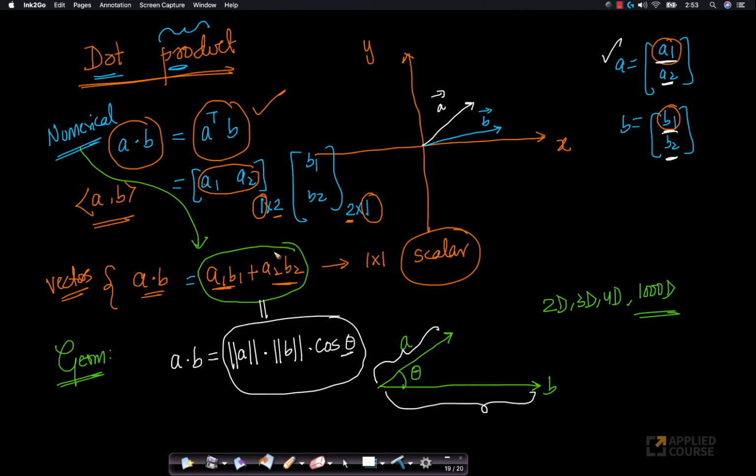So the dot product also helps us obtain the angle between two vectors, which is extremely important. Again, this is one of the concepts that I've used extensively in machine learning and artificial intelligence. This is one of the most foundational concepts.